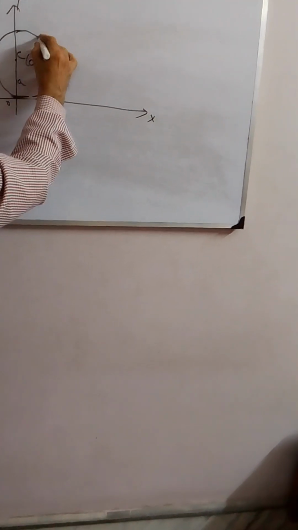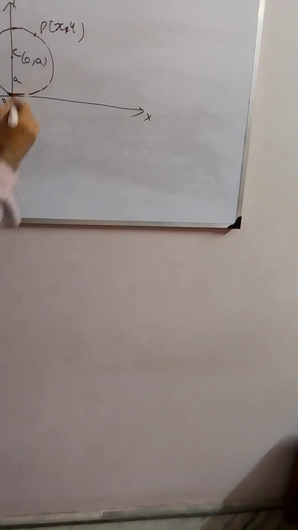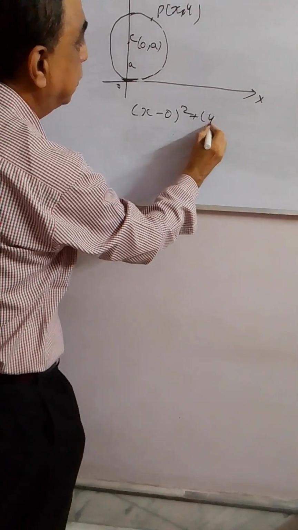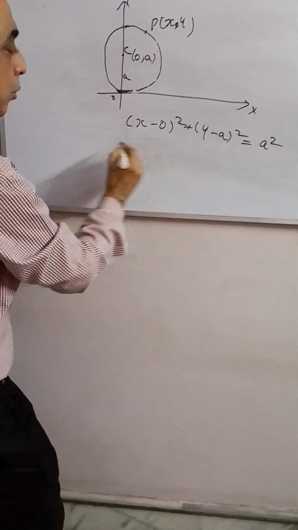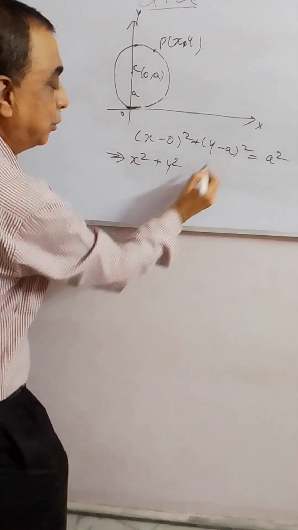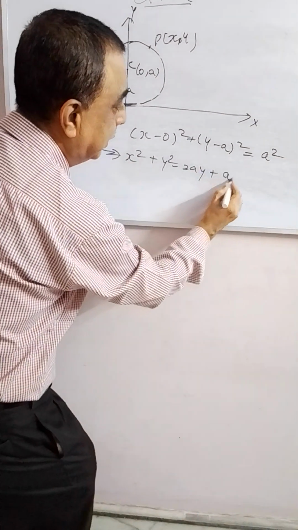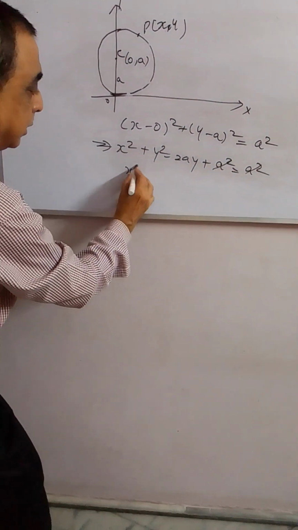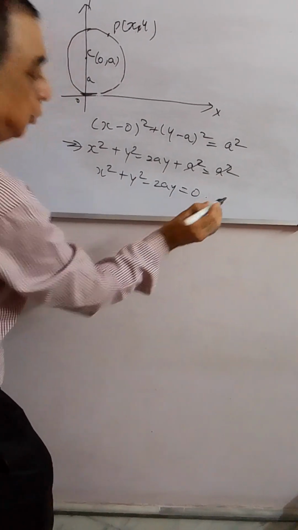Suppose this is the moving point (x, y) on the circumference. So the equation of the circle will be (x minus 0) whole squared plus (y minus a) whole squared is equal to a squared. Okay, now on expanding, what will we have? x squared plus y squared. Here the middle term will be 0, and here it is minus 2ay. Here the third term will be 0. Here it is a squared. So a squared is cancelling from both sides. So x squared plus y squared minus 2ay is equal to 0.